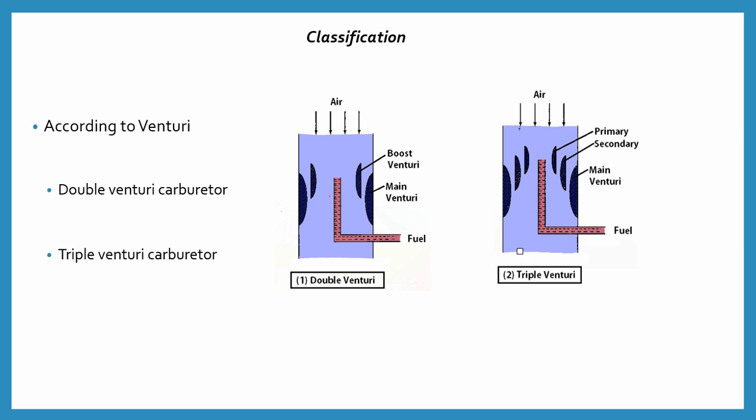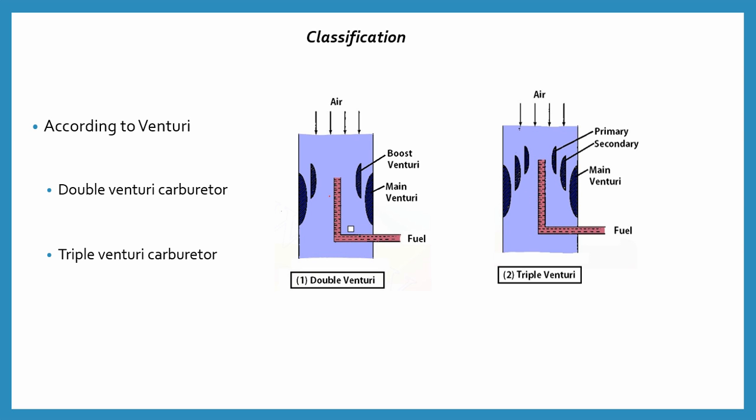So this is the main venturi section, and here is the boost venturi section, in the double venturi. When we are talking about the triple venturi, this is the main venturi section, this one is the secondary boost venturi system, and the second is the primary boost venturi system. That's why this is called the triple venturi.